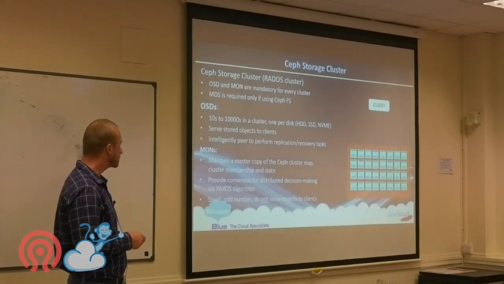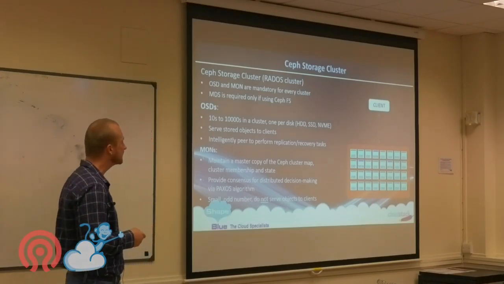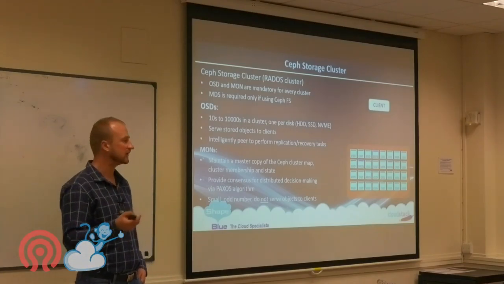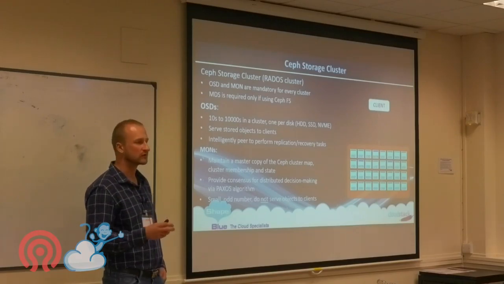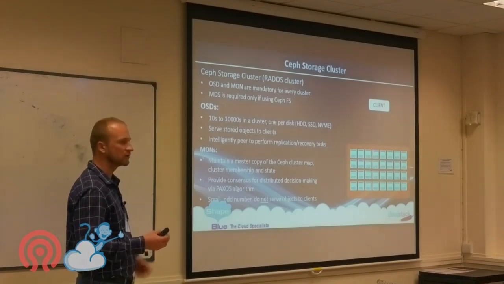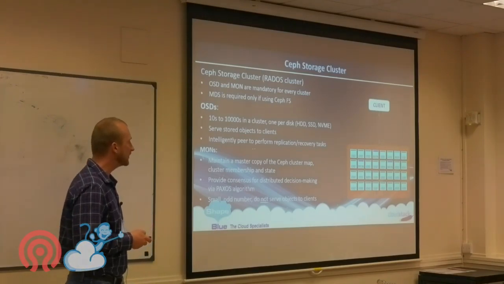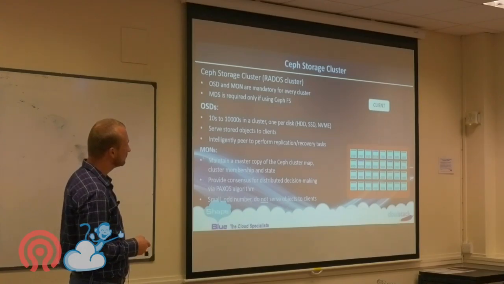You will always have a small odd number, and these do not serve objects to clients. Small number means in production at least 3, like Guido was giving as an example in his cluster, maybe in some huge cluster up to 7 or so, usually never more than 9, because the more monitors you have, the chattier the environment becomes, and it becomes problematic above a certain point. This is just a graphical showing of these nodes.